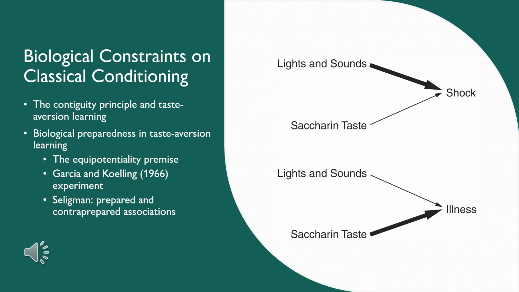This is an adaptive trait because it helps animals avoid potentially toxic foods. This form of learning happens with minimal exposure and can occur after just one pairing of a novel taste with sickness, even if there's a long delay between the two. This readiness to learn associations quickly is an example of how evolution has shaped learning processes to promote survival.